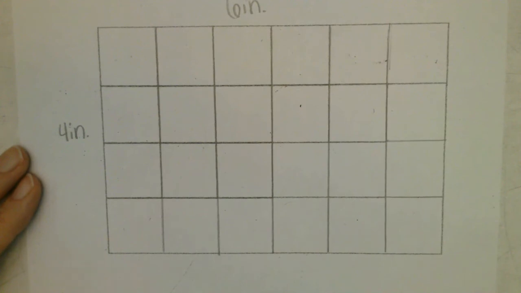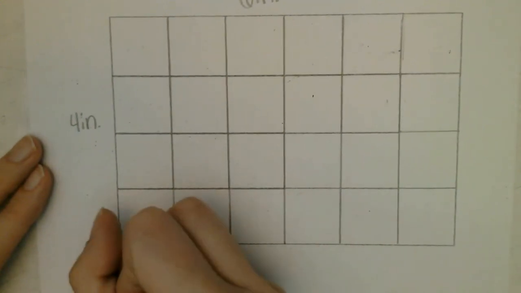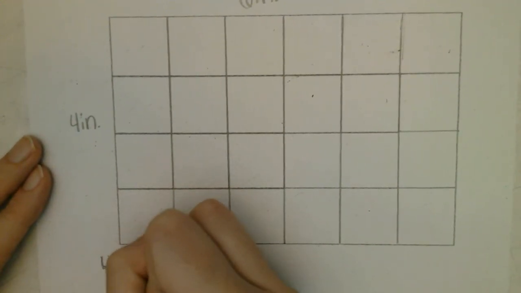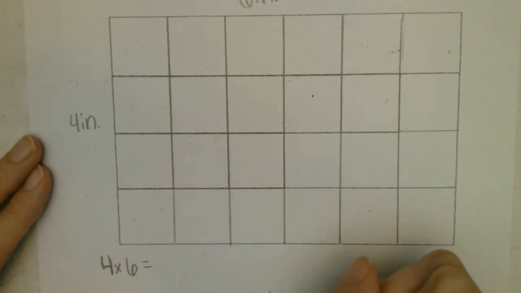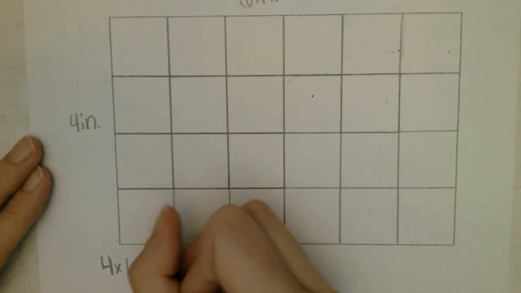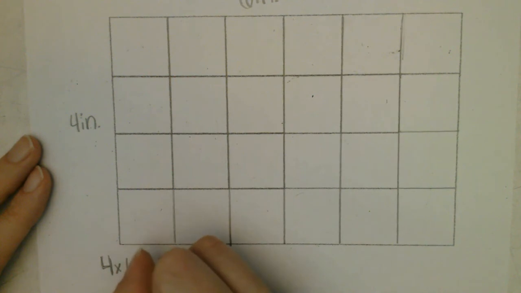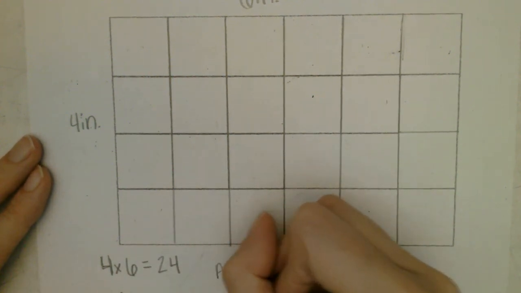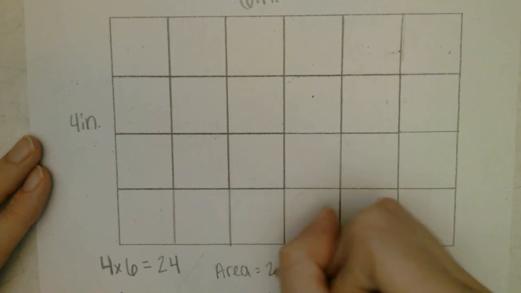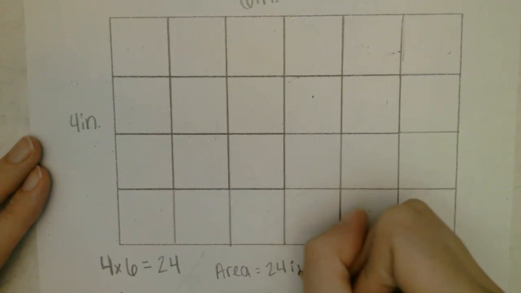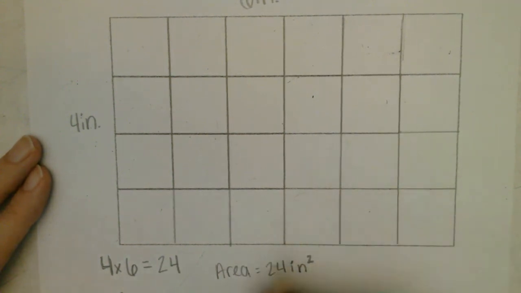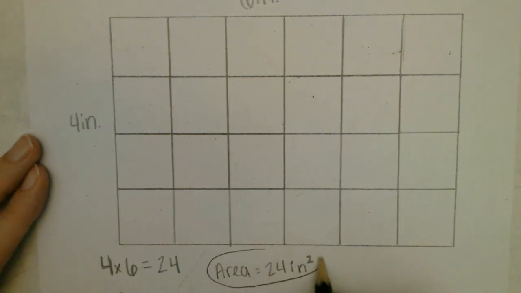If I wanted to write an equation that could be used to find this area, we could write 4 times 6. And 4 times 6, everyone, shout it out, is 24. Good. So our area, I'm going to write it next to it. Our area is 24 inches. And remember, we put squared for area, so we'll circle that answer.